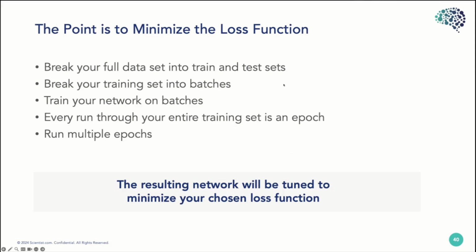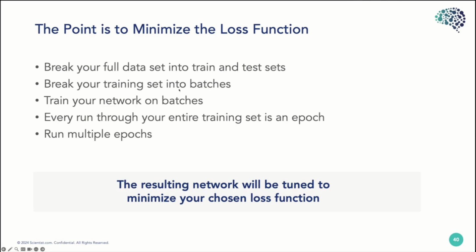So just to recap the backpropagation portion, the whole point of backpropagation is to minimize the loss function. The loss function tells you how well your network performed, right? You're trying to find a low point in that loss function so that your network is producing outputs that are close to the expected outputs. The way that you do that is you start with a data set. You're going to break it into a training set and a testing set. You'll probably hold back 20% of your data to test, and you're not going to train it on those.